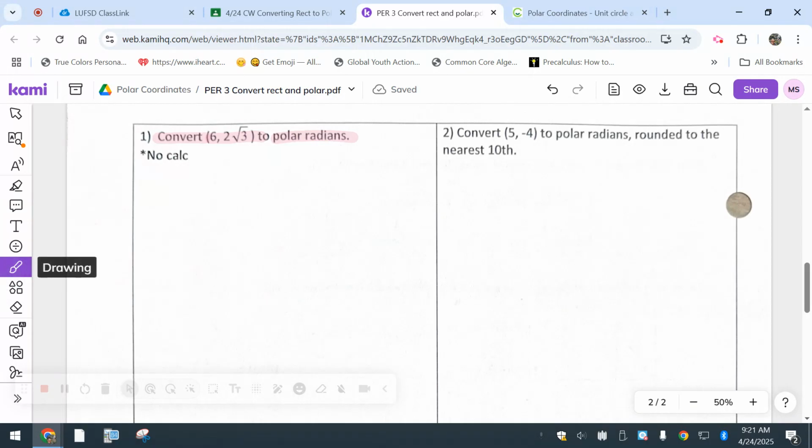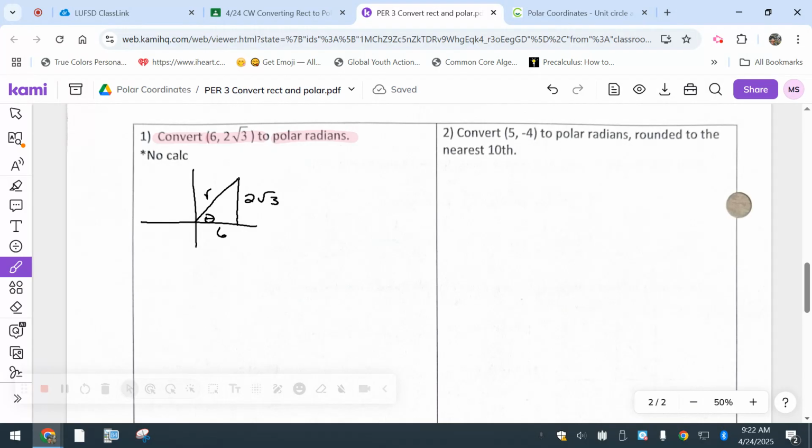Okay, the first thing you want to do is you want to plot the point like you were plotting on your XY axis. So I come here, it's 6, and then 2 radical 3. So I know I'm going to be in the first quadrant. So you're going over 6, you're going up, and then make sure that your triangle looks like this bow tie. It's a piece of the bow tie. So you're going over 6, then you go up 2 radical 3. Okay, your hypotenuse, that guy becomes your R value.